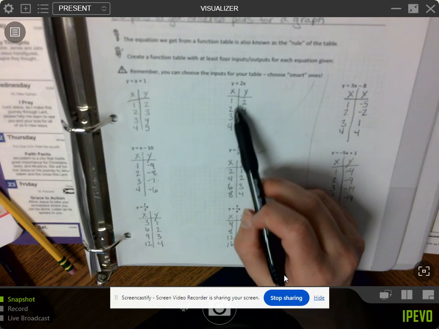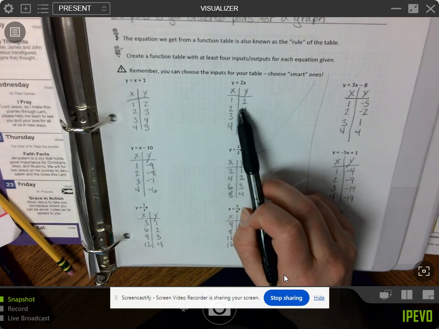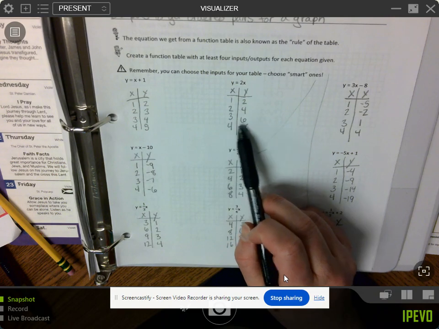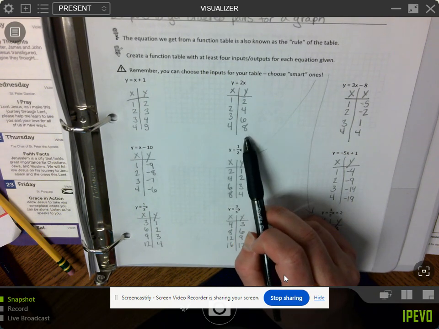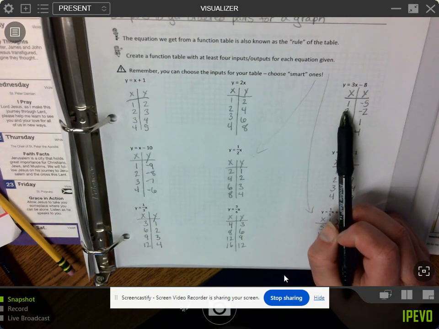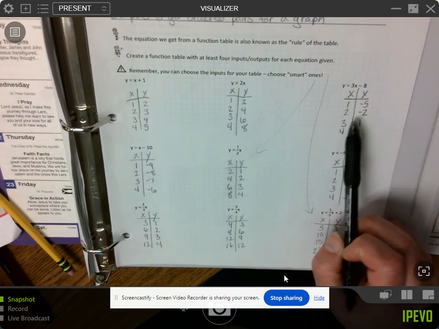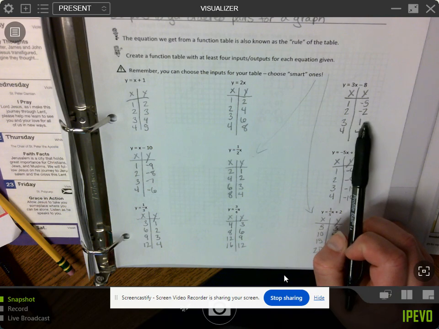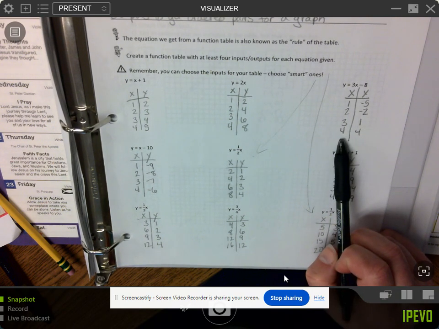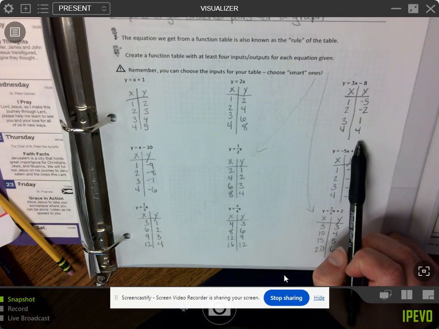Okay, for the second one, I put in a 1, got out a 2. I put in a 2, got out a 4. Put in a 3, got out a 6. Put in a 4, got out an 8. And then for the last one in this row, I put in a 1, and I got out a -5. I put in a 2, I got out a -2. I put in a 3, I got out a 1. I put in a 4, and I got out a 4.